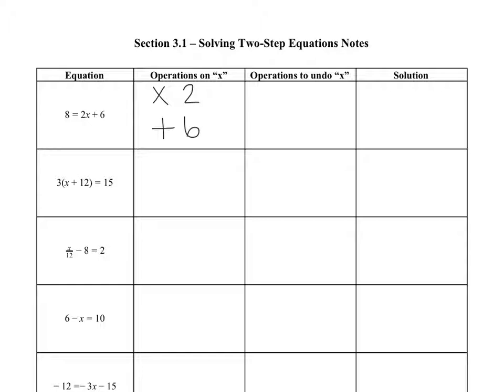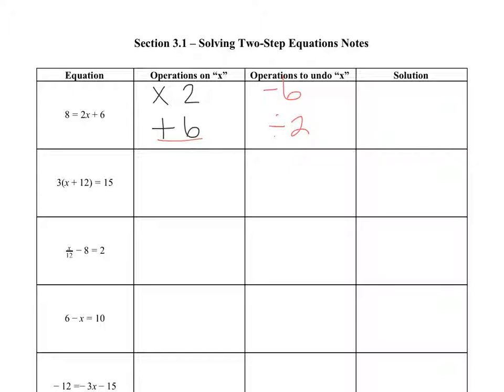When you solve this, you're going to go backwards. So instead of starting with multiplying by 2, you're going to actually start with the adding 6. So the operation to undo this is to subtract 6, and the inverse operation of multiplying by 2 is to divide by 2. See how the order got flipped upside down, and these are inverse operations and these are inverse operations.